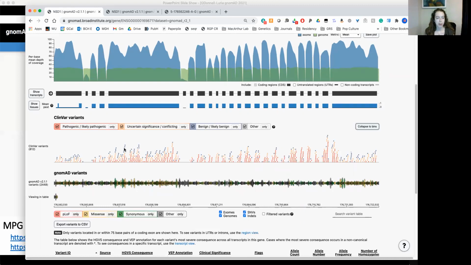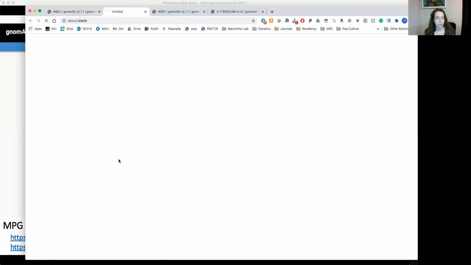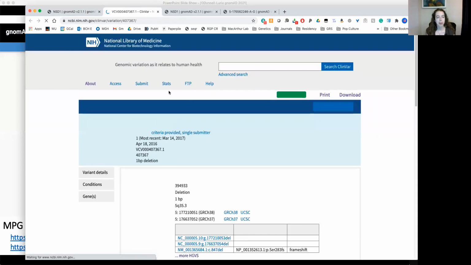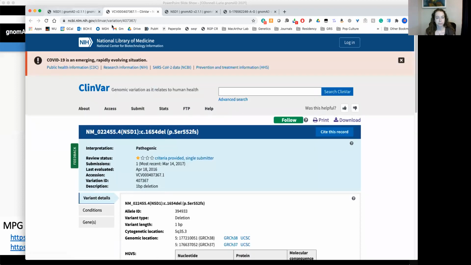You can hover over any of them. Actually, hover over a pathogenic one. You can see that this is a pathogenic variant. The protein change nomenclature is there. It's a frameshift, and it's been submitted by one submitter and has 1 star. And you can click there. Click on the dot to open the page in ClinVar.